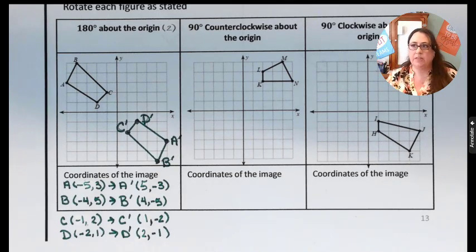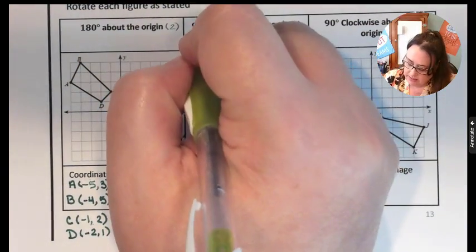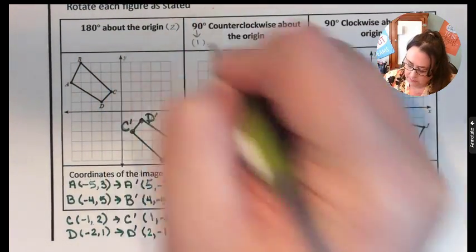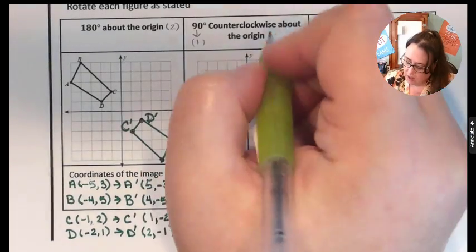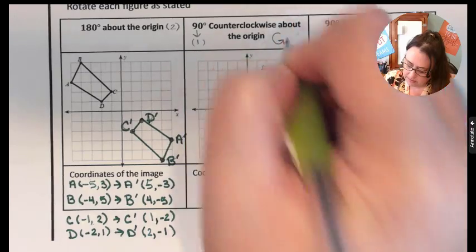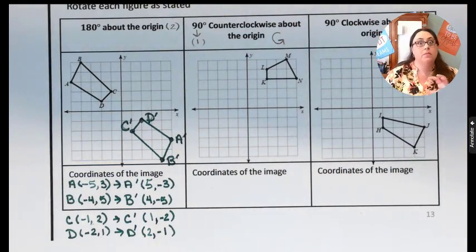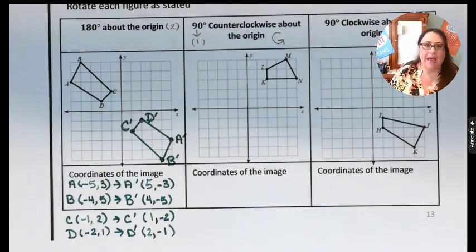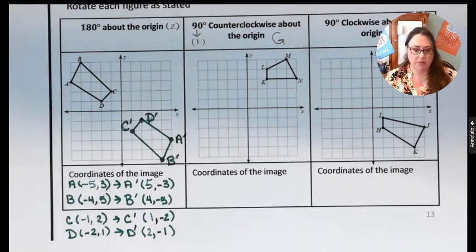All right, let's look at the next one. We have 90 degrees counterclockwise about the origin. So the 90 degrees tells us that we are 1 click, and counterclockwise means that we are going to go like this. And I would write those in. Don't try to remember it as you're doing it. Write it down before you start so that you don't have to stop and think about it.